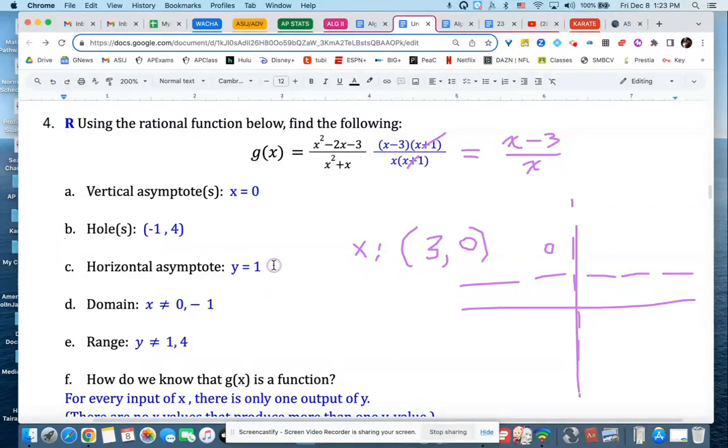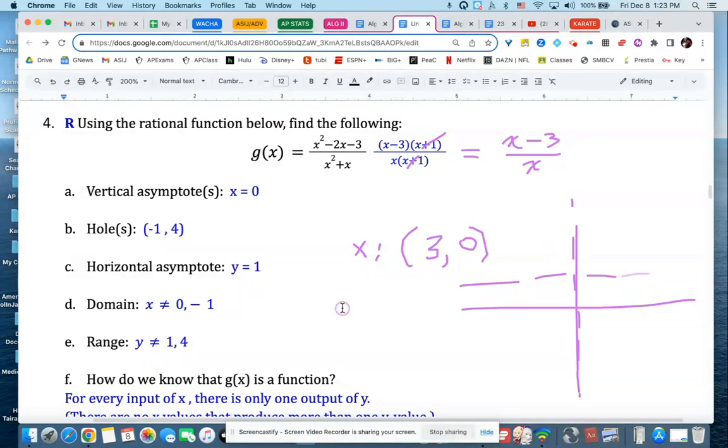The range values come from the horizontal asymptote and then the y value of the hole. So here's where the hole is not defined, and here is where my y value is not defined. So that's why 1 and 4 are not part of my range, okay? So you have to use this previous information. It comes from the asymptotes and the hole, right? All the information will give you your domain and your range.